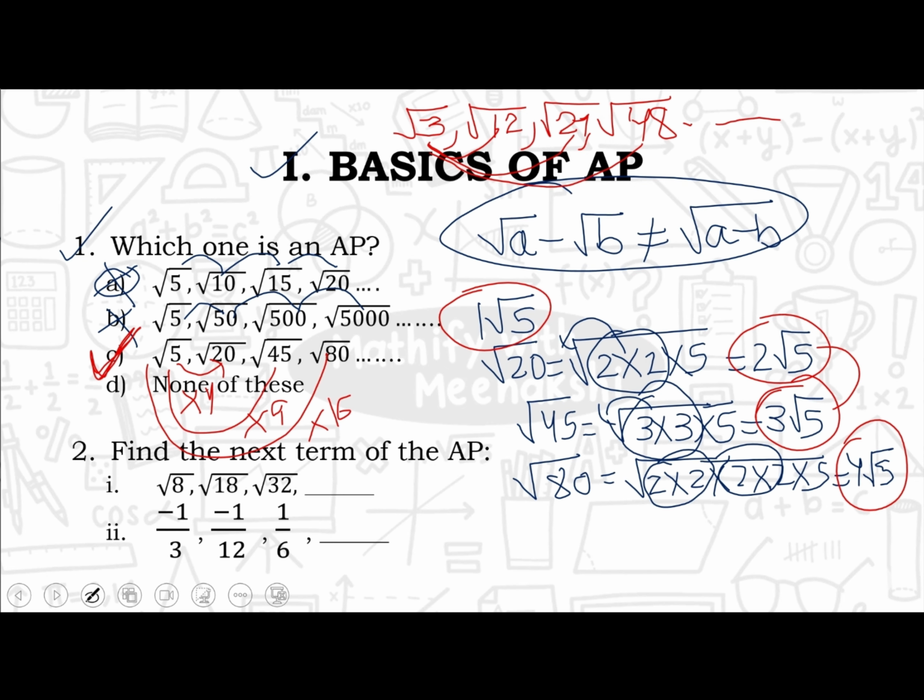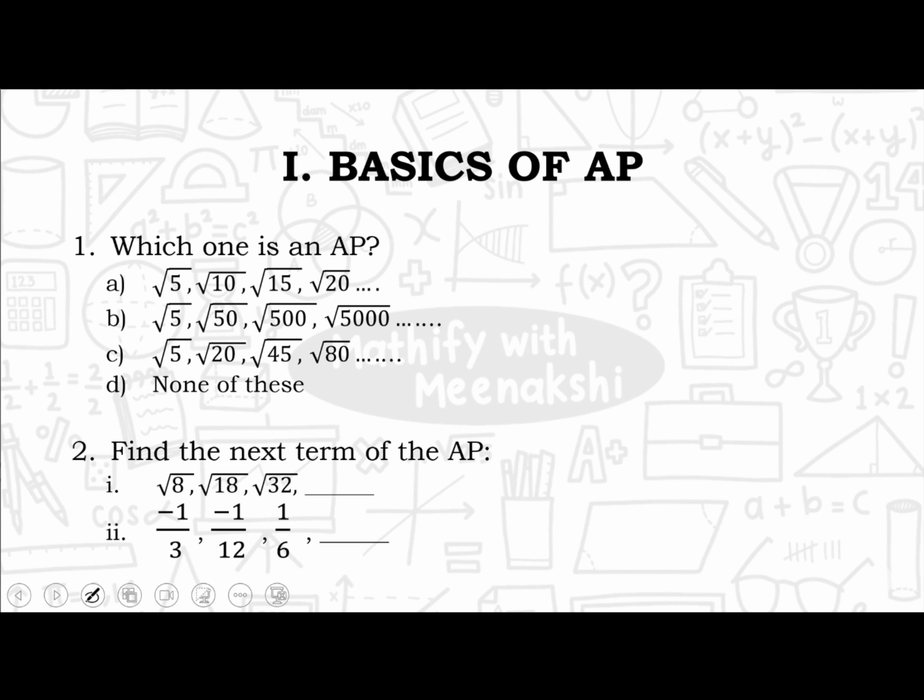For question number two, it's written: find the next term of an AP. So here it's given that it's an AP. You have to just find the next term. Again, the question is in terms of roots. Now just think, whenever it's in root, take the prime factorization. Here the first number is root 8. What is the prime factorization of root 8? That is 2 into 2 into 2. Again, you will take the pair outside and it becomes a single number. So you can write 2 root 2.